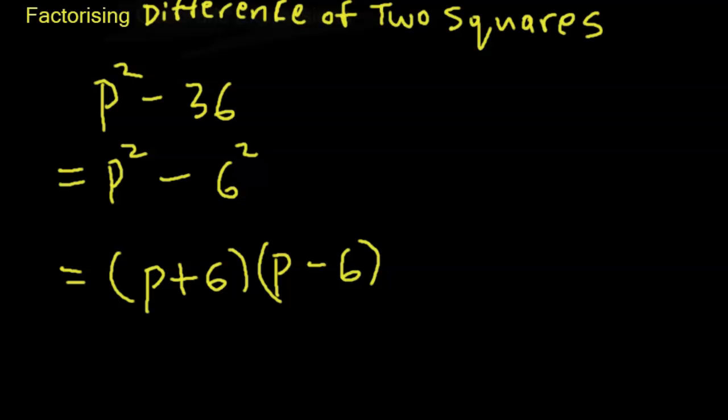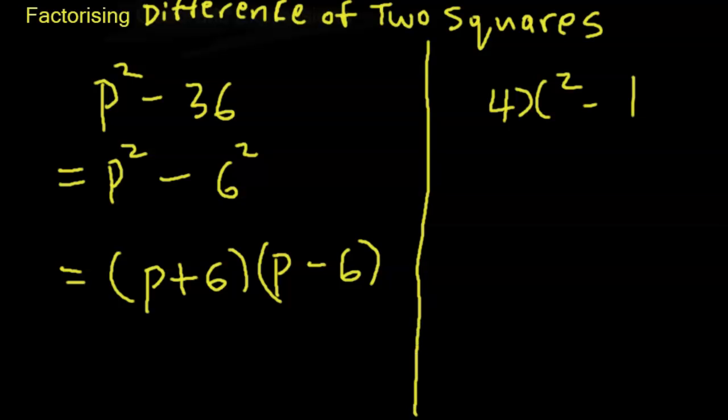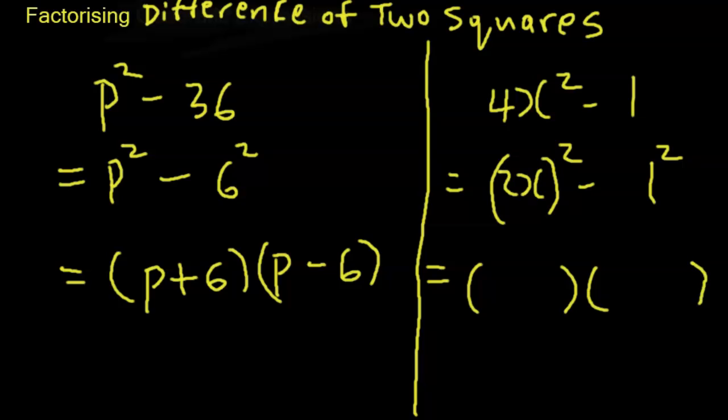Let's look at another one. Suppose we have something like 4x squared minus 1. Both of these can be written as squares. So 4x squared can be written as (2x) all squared. And of course, 1 is 1 squared. And therefore we have 2x, and we have negative 1, and we have 2x again, and we have positive 1. Notice the pattern: the same items in the bracket except one is positive and one is negative.